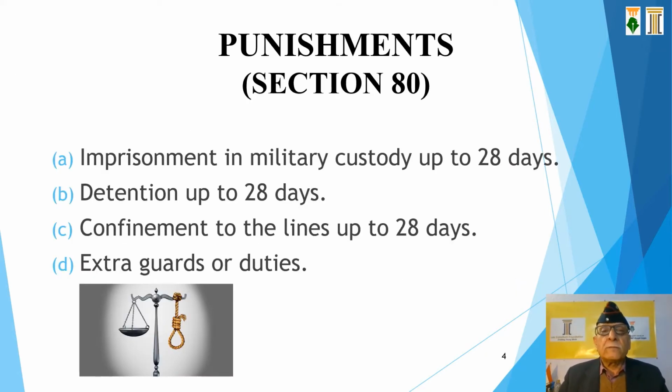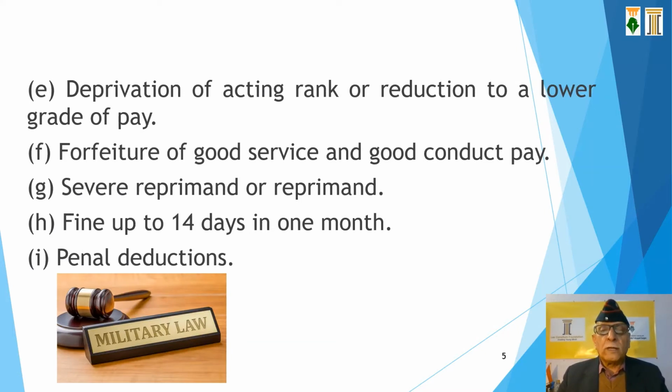The various punishments that can be given as part of summary disposal, or summary trial, are: alpha, imprisonment in military custody up to a period of 28 days, or detention up to 28 days; confinement to the lines up to 28 days; then fourth, extra guard or duties; then deprivation of acting rank. If someone is holding an acting rank as opposed to a substantive rank, then he can be reduced to a lower grade of pay, or he can be made to give up the acting rank. For example, if it was an acting nayak, then he would just become a soldier or a rifleman. Then forfeiture of good service and good conduct pay. The NCOs can be awarded severe reprimand or reprimand. There are also provisions for fine up to 14 days in 1 month, and apart from that, penal deductions.